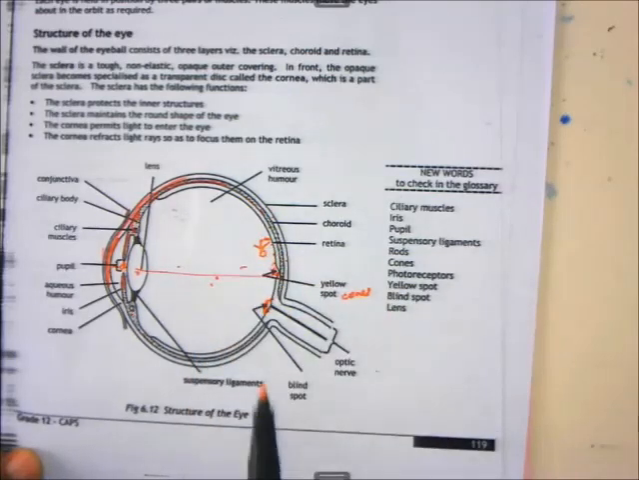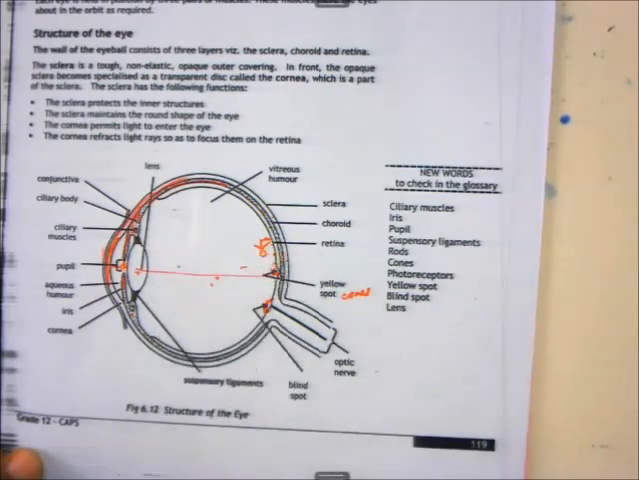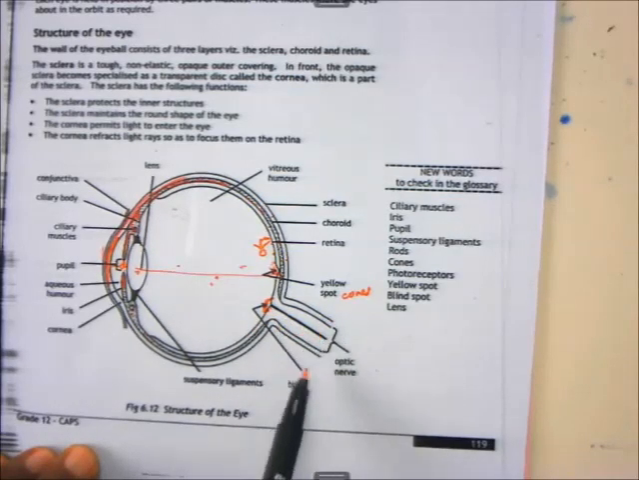I mean that if it's a person, the image of the person will be inverted, and then it will be smaller than the real object. So now from the retina, the impulse will move to the optic nerve. So now this optic nerve contains what?